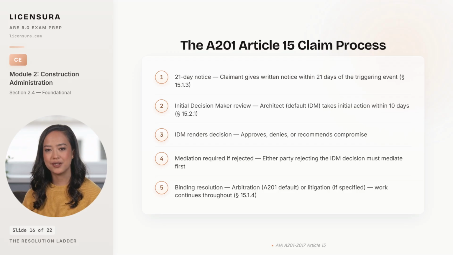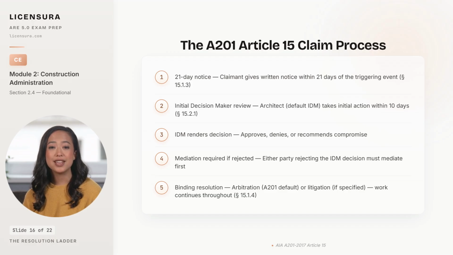Step 2, the initial decision maker, which is the architect by default unless the parties named someone else, takes initial action within 10 days under Section 15.2.1. The action is one of 3: request more information, render a decision on the merits, or recommend a compromise. Step 3, the IDM renders a decision. The decision is not final, either party can reject it, but it carries weight and frames the subsequent proceedings.